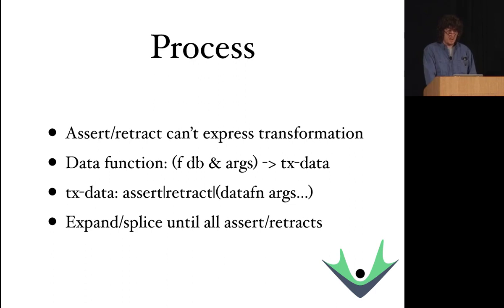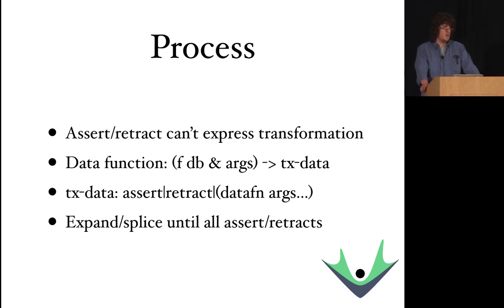How do we do process itself? Well, one of the things is asserts and retracts can't actually express everything. I can't increment with assert. If it was 42 and I want to make it 43, I could do the calculation somewhere, but I can't express the calculation by saying 43. So we have another notion of what constitutes part of the input to a transaction. It's called a data function. It's actually a function of the entire database inside the transaction, plus any arguments.